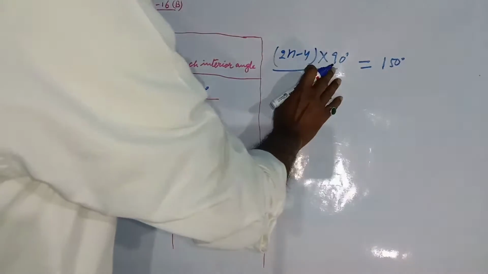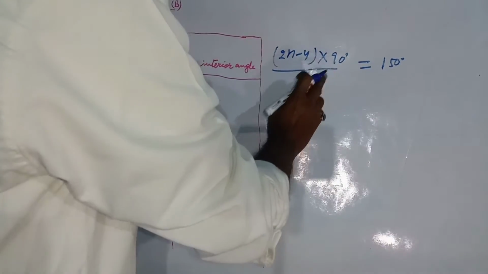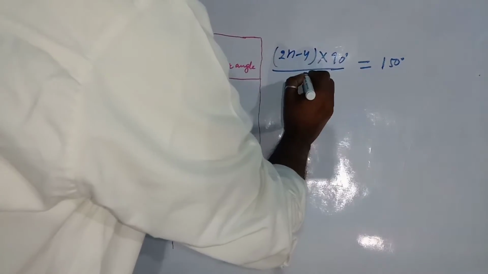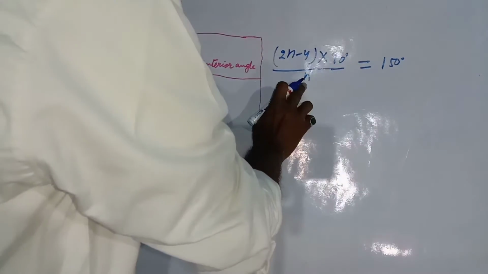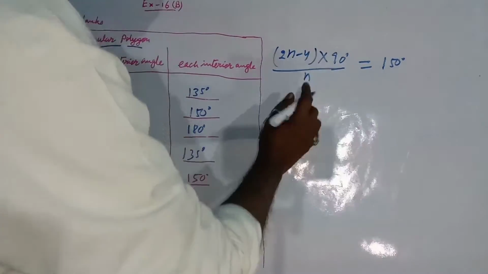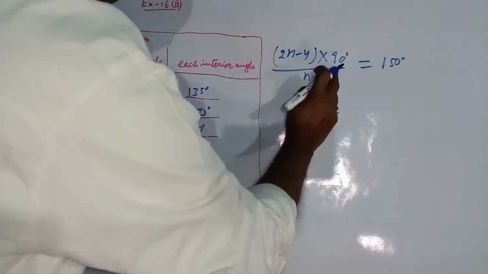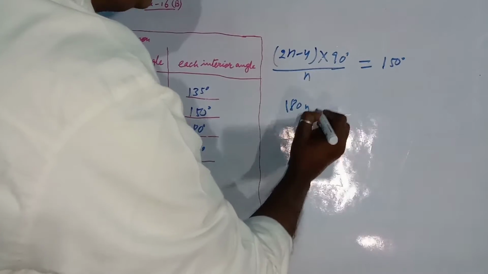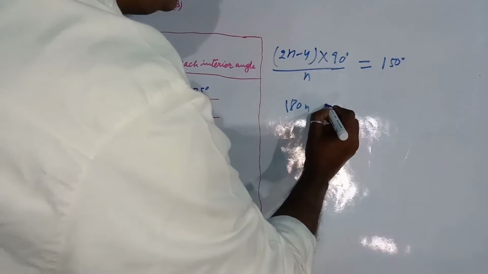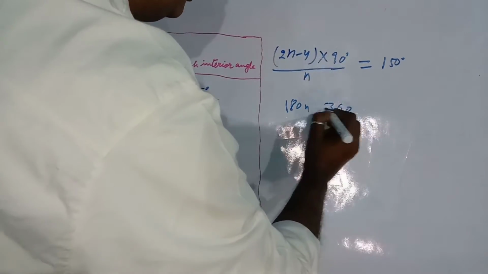The number of sides is not given, so we take it as n. We divide (2n minus 4) into 90 by the number of sides n. Now we will do this: 90 twos are 180n, then 90 fours are 360.